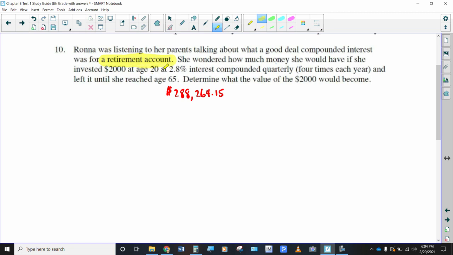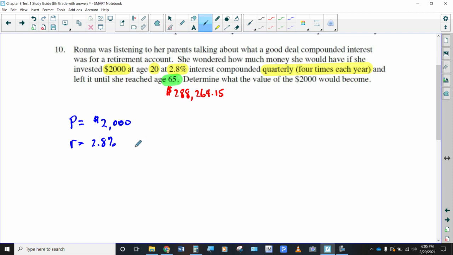Okay, so let's take a look at this situation. She wondered how much money she would have if she invested $2,000 when she was 20 years old at 2.8%, compounded quarterly, which means 4 times per year. And she left it in there until she was 65 years old. So that's a total of 45 years. Here, let's make sure we get this written in. The principal is a measly $2,000. Not a lot, right? But that's a pretty good interest rate.